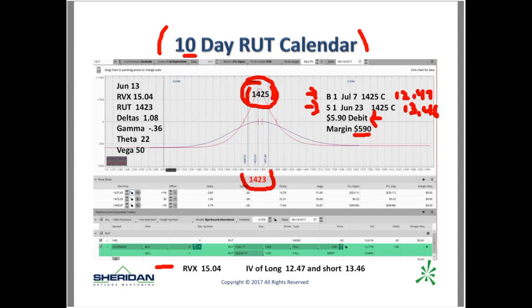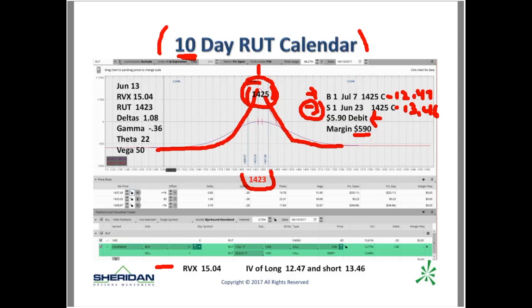So you can see it's very similar to a butterfly. You make your most money at the short strike. Why? Because even though the at the money strike I'm selling is going to be more expensive than the one I'm buying, because it's closer to expiration, 10 days, it's going to decay a lot quicker. And so if we close at 1425 at expiration, the one I sold will go to zero, but the one I bought will still hold value. And that's why you make so much money if it closes at the short strike at expiration.